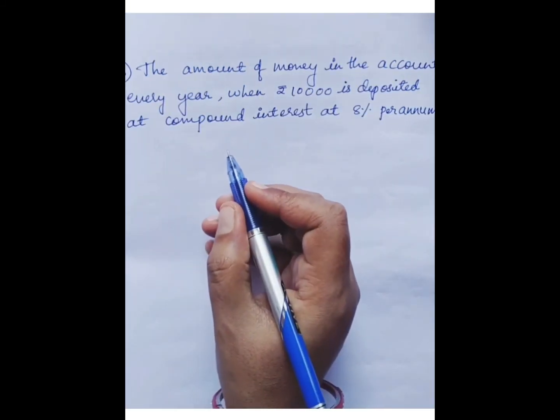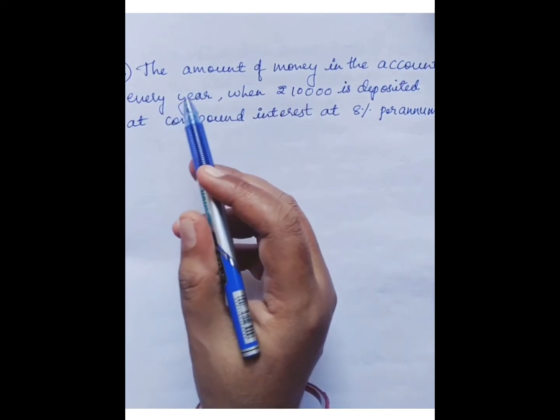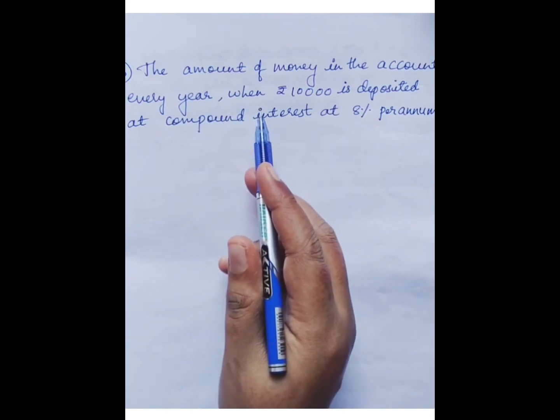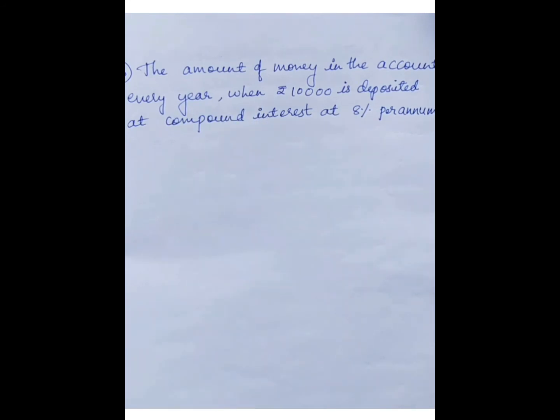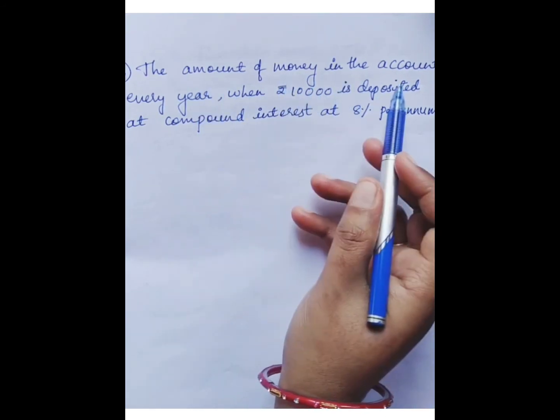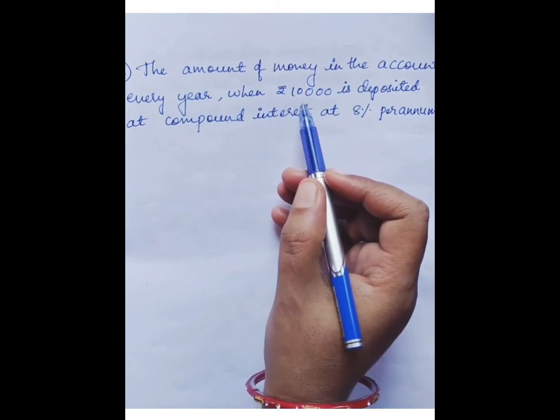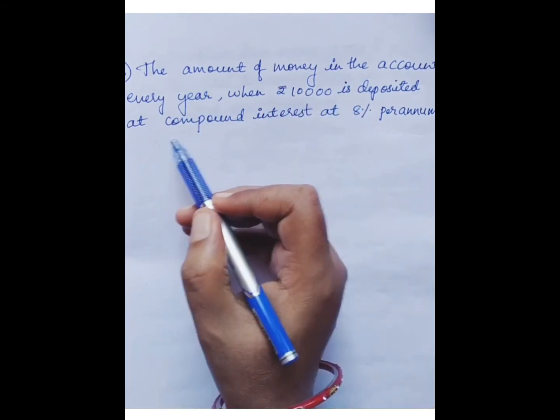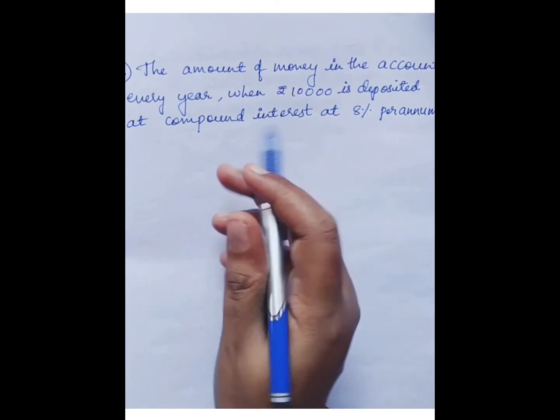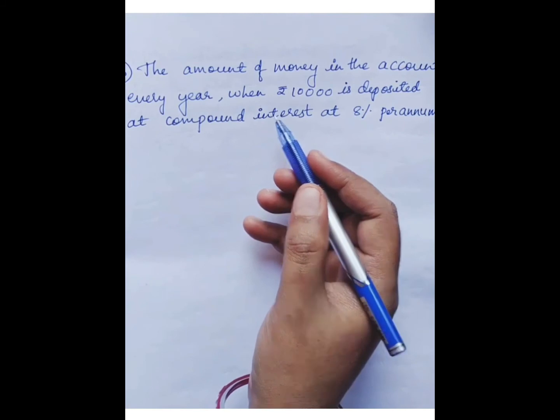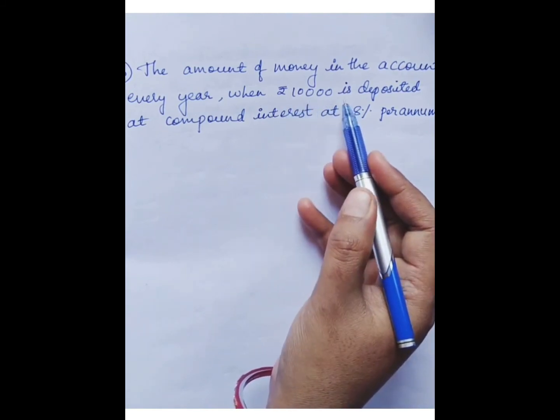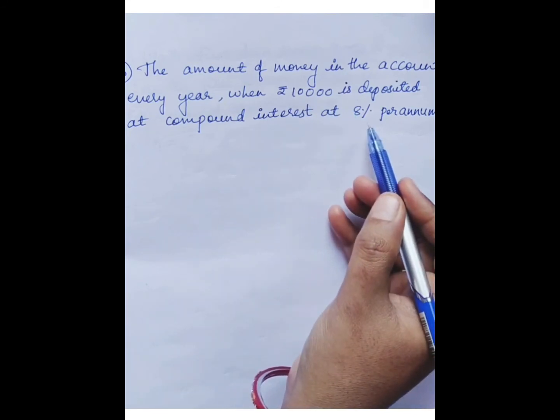Now let me solve question number 3. The question number 3 is as follows: the amount of money in the account every year when 10,000 is deposited at compound interest at 8% per annum. So according to the question, you are depositing the initial amount, meaning the starting amount, in the account as 10,000, and you are going to get the interest as 8%.